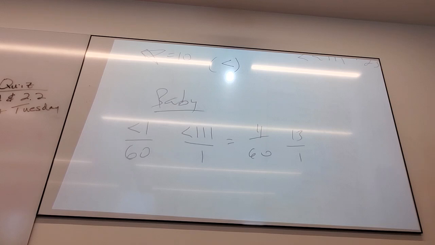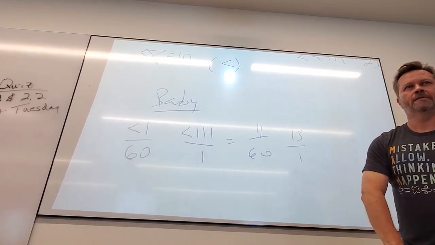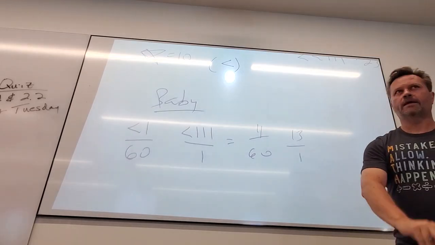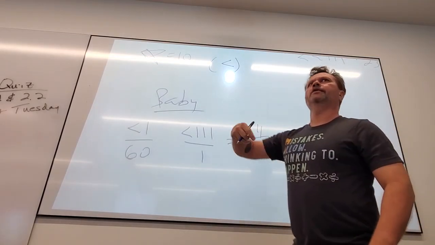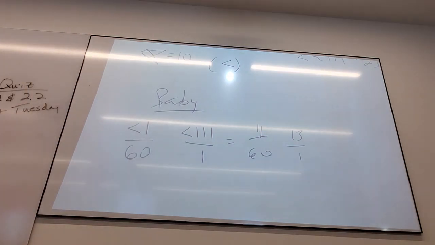Figure out what Hindu-Arabic numeral that would be. Don't say it out loud. It's exactly like we did earlier. How many 60s do we have? How many 1s do I have? So how many 60s are in there? 11. What's 11 times 60? 660. And how many 1s? 13. So 660 plus 13, 673.